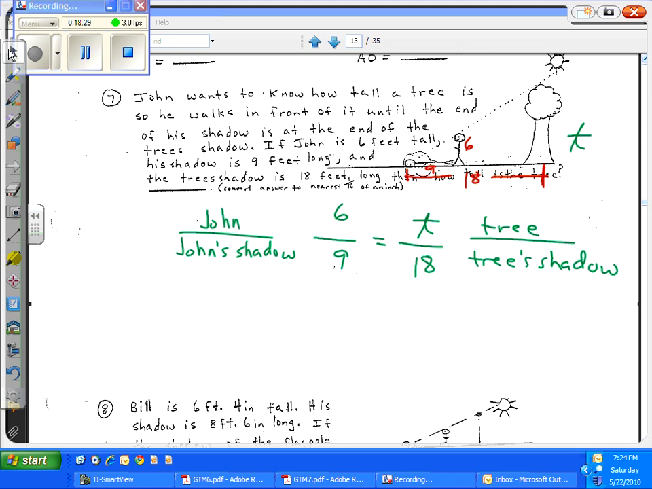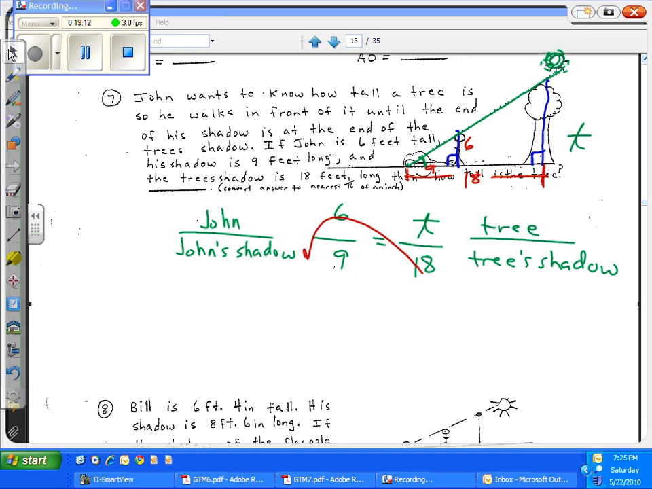Now, why does this work? Well, we're making the assumption here that the tree is perpendicular to the ground and that John is perpendicular to the ground. So we have one pair of equal angles. And then this angle of elevation of the sun, as we would call it, right here, that's the same angle in the little triangle as the big one. And so we have all of the angles of one equal all of the angles of another. So the triangles are similar by angle, therefore the sides are in proportion. So we set up a proportion with John over John shadow, tree over tree shadow.